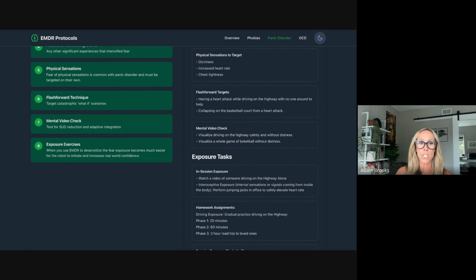Then you move on to mental video check. Actually, what I would do is clear having a heart attack while driving on the highway with no one around, and then you move on to that mental video check. Flash forward and mental video check have a symbiotic relationship, so you'll want to do those at the same time with each target. So the next one would be collapsing on the basketball court from having a heart attack. You clear that, and then you have him visualize a whole game of basketball without distress as the mental video check. Hopefully that makes sense to you.